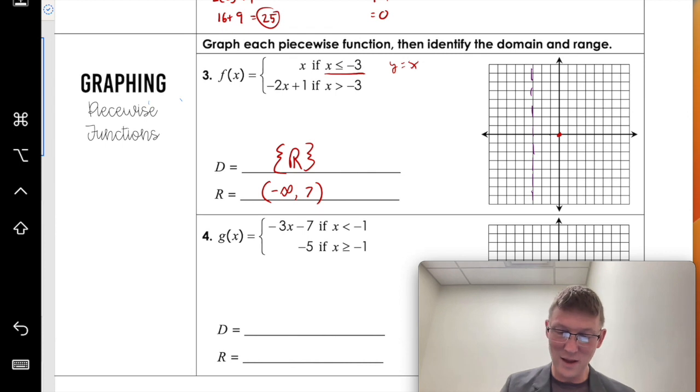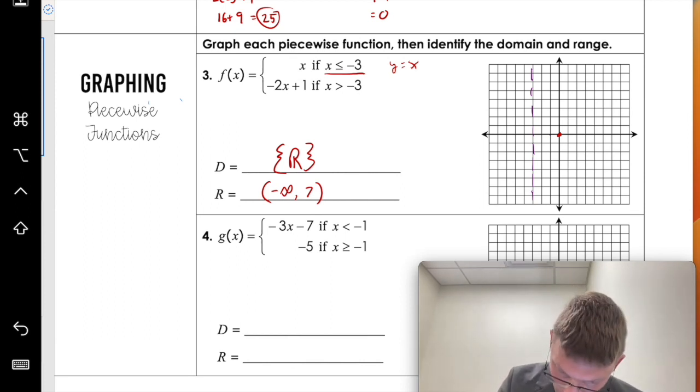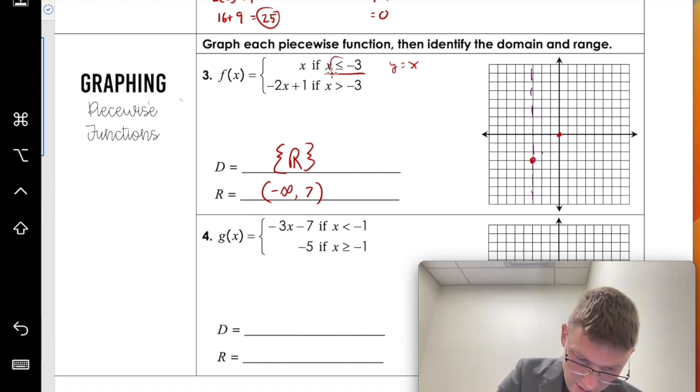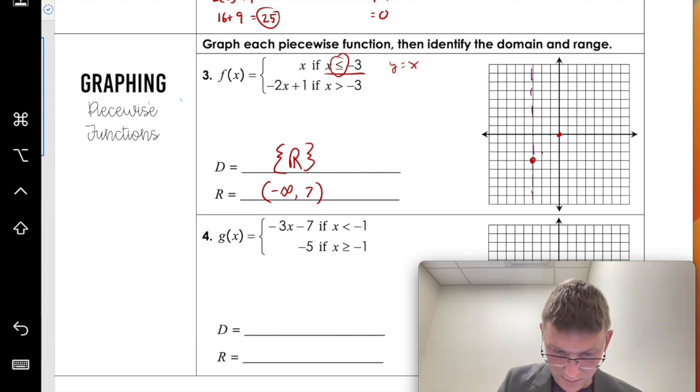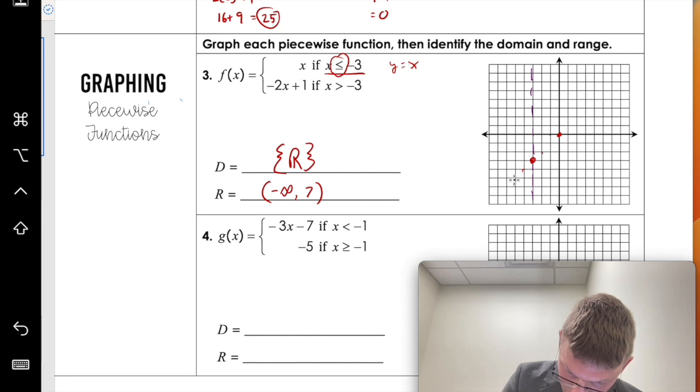Well, in this case, I'm only concerned about this part over here. So instead of going up 1 over 1, I'm going to go down 1 to the left 1. If I make some guiding points, then here is where the line is actually going to start. We're going to put a solid dot, because this is less than or equal to. And then we're just going to finish out my line. So we've got my solid dot.